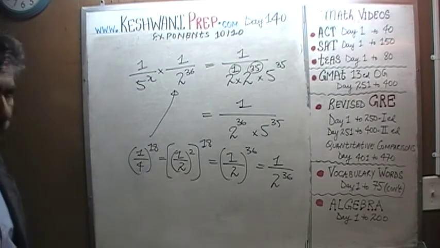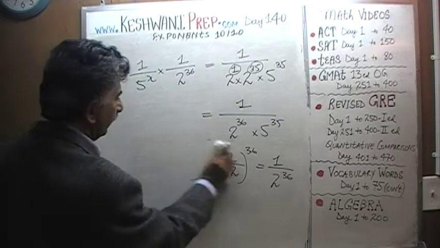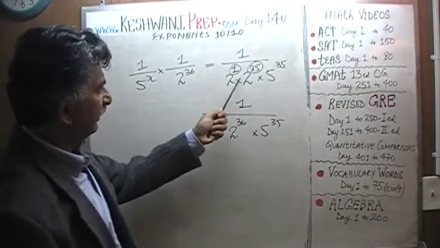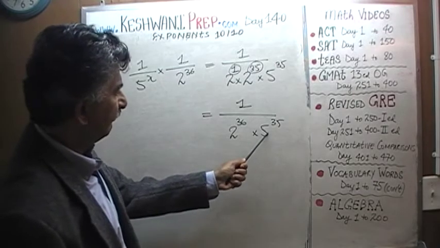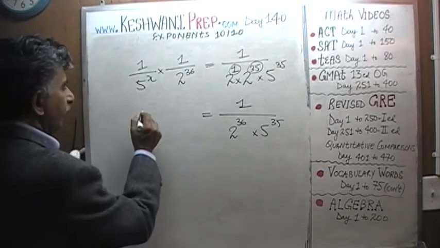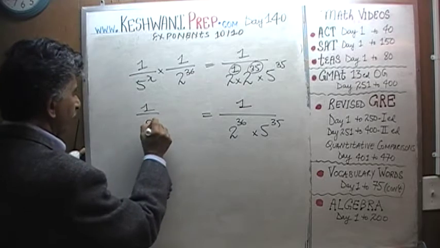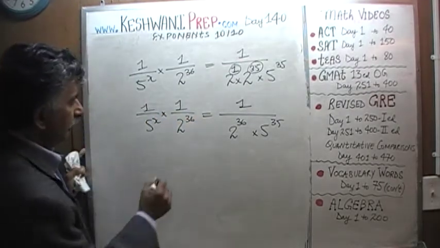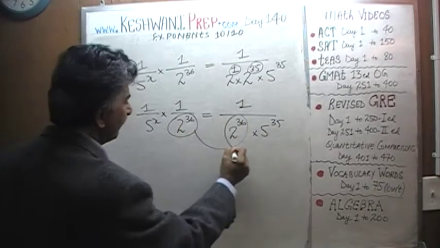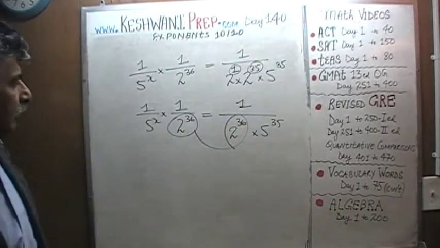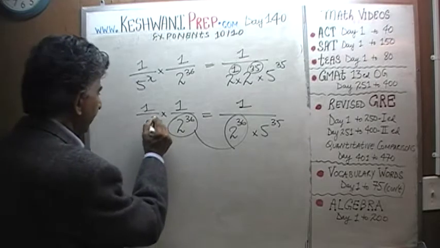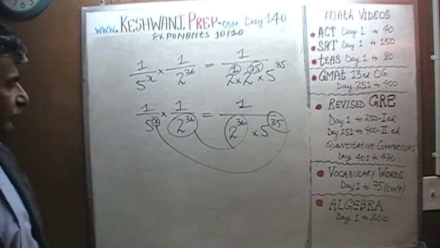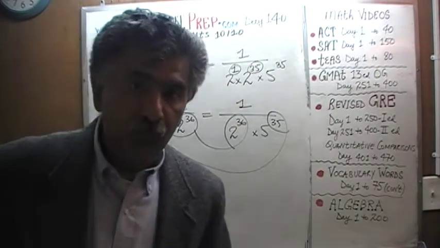Now I'm going to raise all of this thing because we need the room. And this is 2 raised to 36 right here, 2 raised to 36 times 5 raised to 36. And here we have 1 over 5 raised to x times 1 over 2 raised to 36. Well, there you go. 2 raised to 36 is right here, same as this guy. We're done. That's it. So x must be 35.